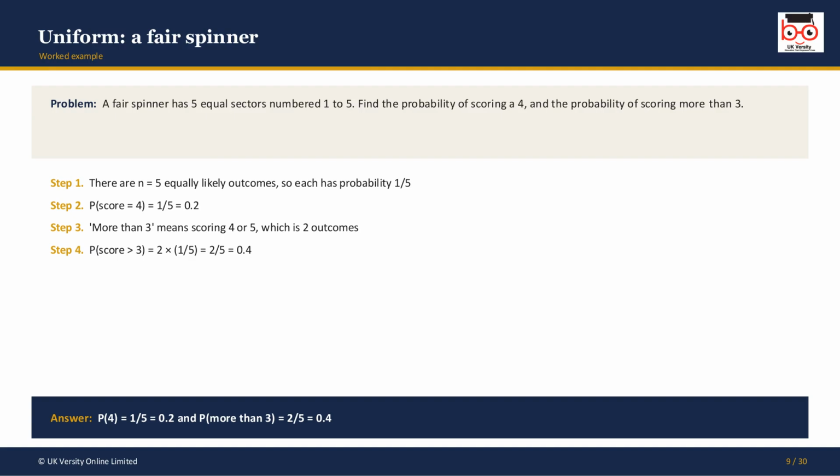Let's use it. A fair spinner has 5 equal sectors numbered 1 to 5, and we want the probability of a 4 and of scoring more than 3. With 5 equally likely outcomes, each has a probability of 1/5, so the probability of a 4 is 1/5, or 0.2. More than 3 means a 4 or a 5, which is 2 outcomes, so that's 2/5, or 0.4.